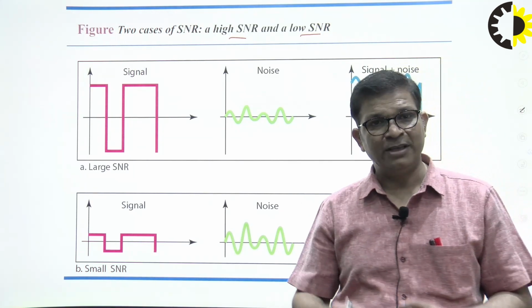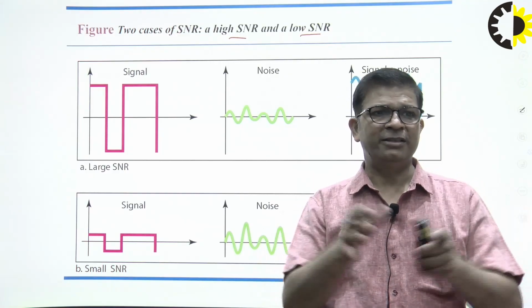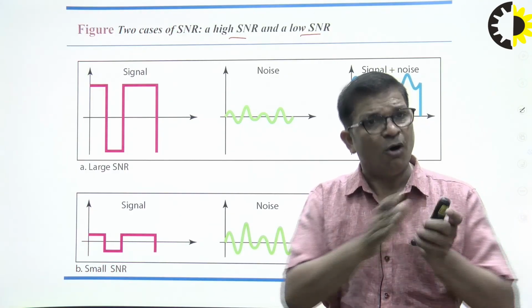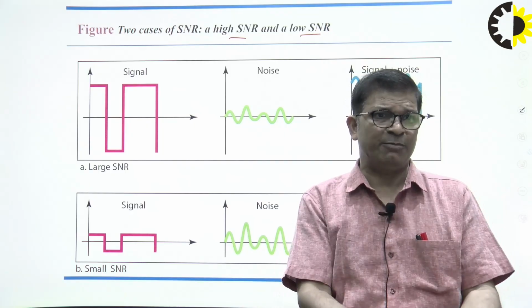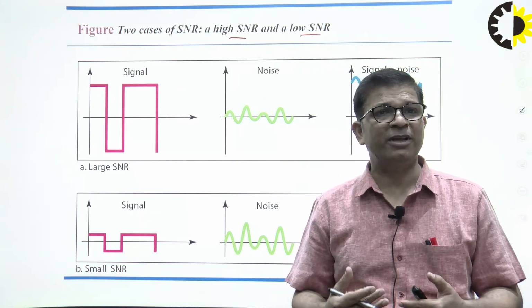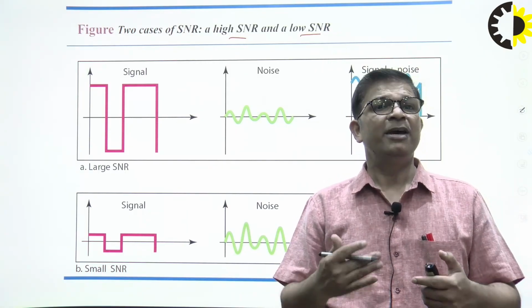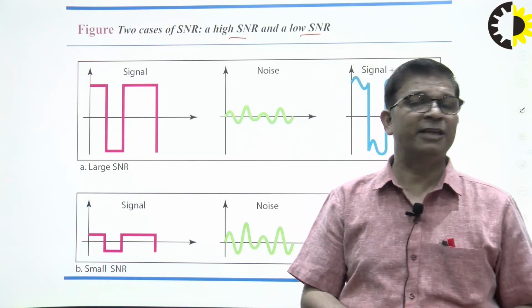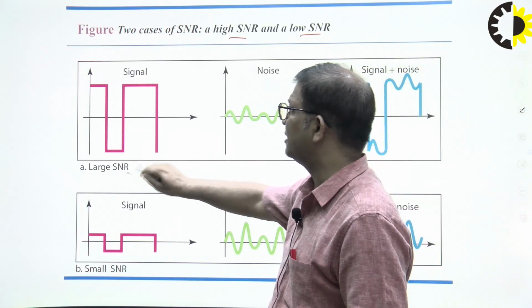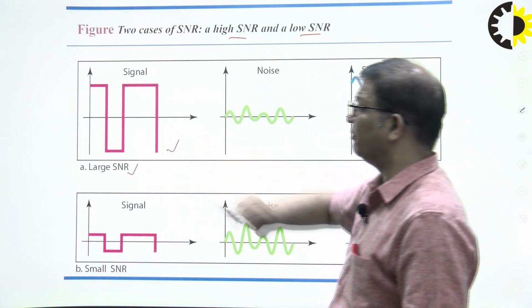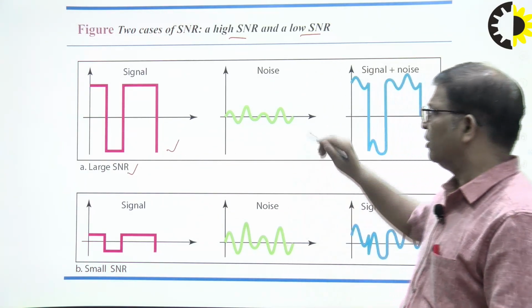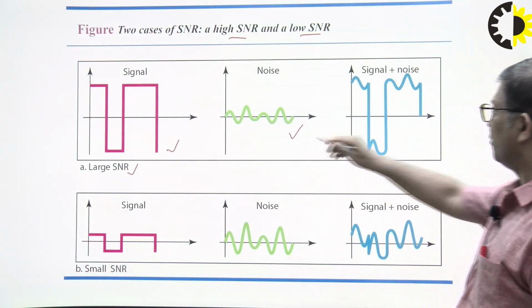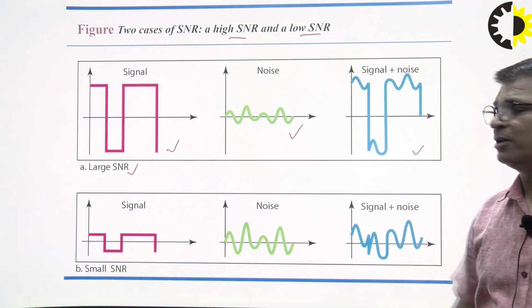SNR is low when the noise power is high and signal power may become low, or the noise power is equal to the signal power, or noise power is greater than signal power. So this is the large SNR. This is the high signal power, but noise is very low. So what will happen? This type of signal plus noise.